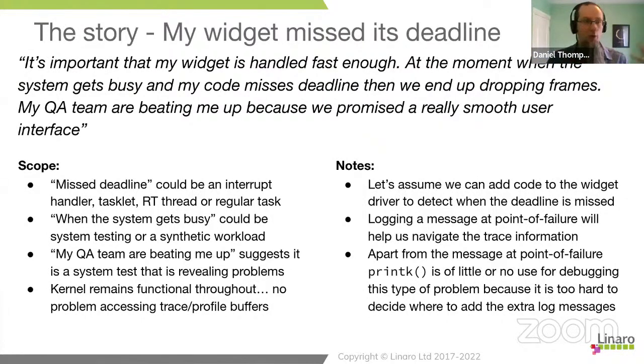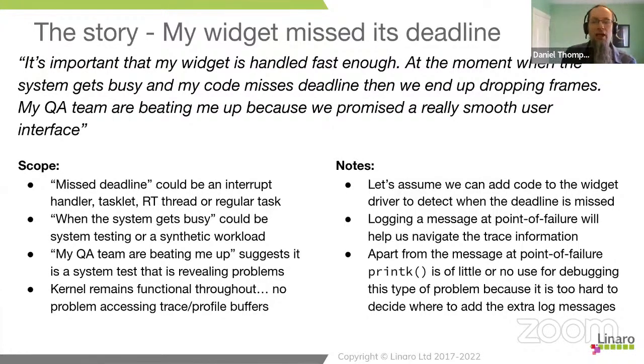So what we've left vague is the missed deadline. We haven't said if it's an interrupt handler, a tasklet, a real-time thread, or a regular task. It could be any of those things depending on the nature of the system. When the system gets busy, could be system testing. We could be doing synthetic workloads to try and deliberately break things. The fact that it's the QA team beating us up probably means it's a system test, to be honest.